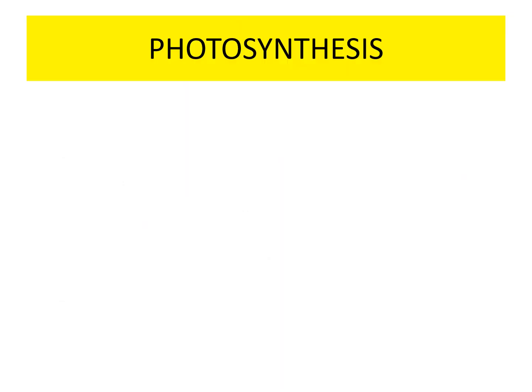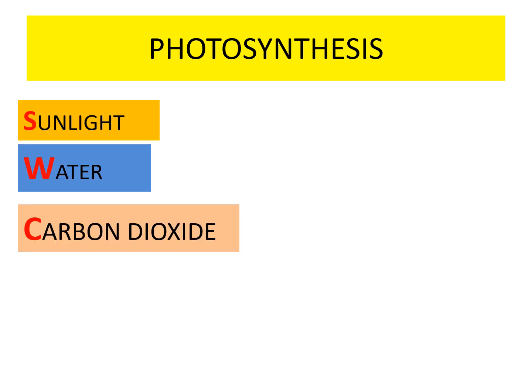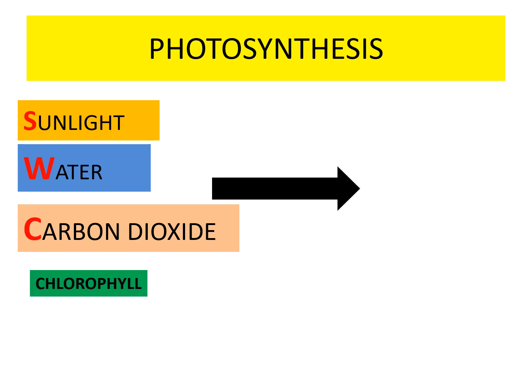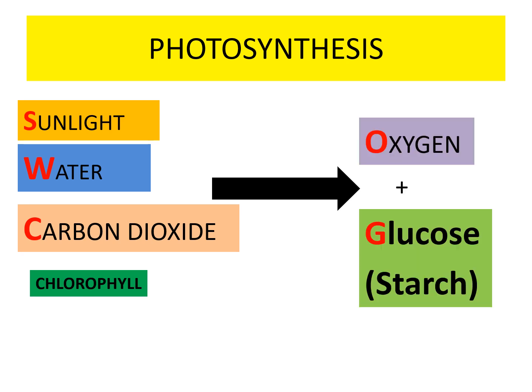So let's look at the summary of the photosynthesis process. Okay, so plants need sunlight, water, carbon dioxide, and also chlorophyll to do photosynthesis. And the products of photosynthesis are oxygen and glucose or starch.